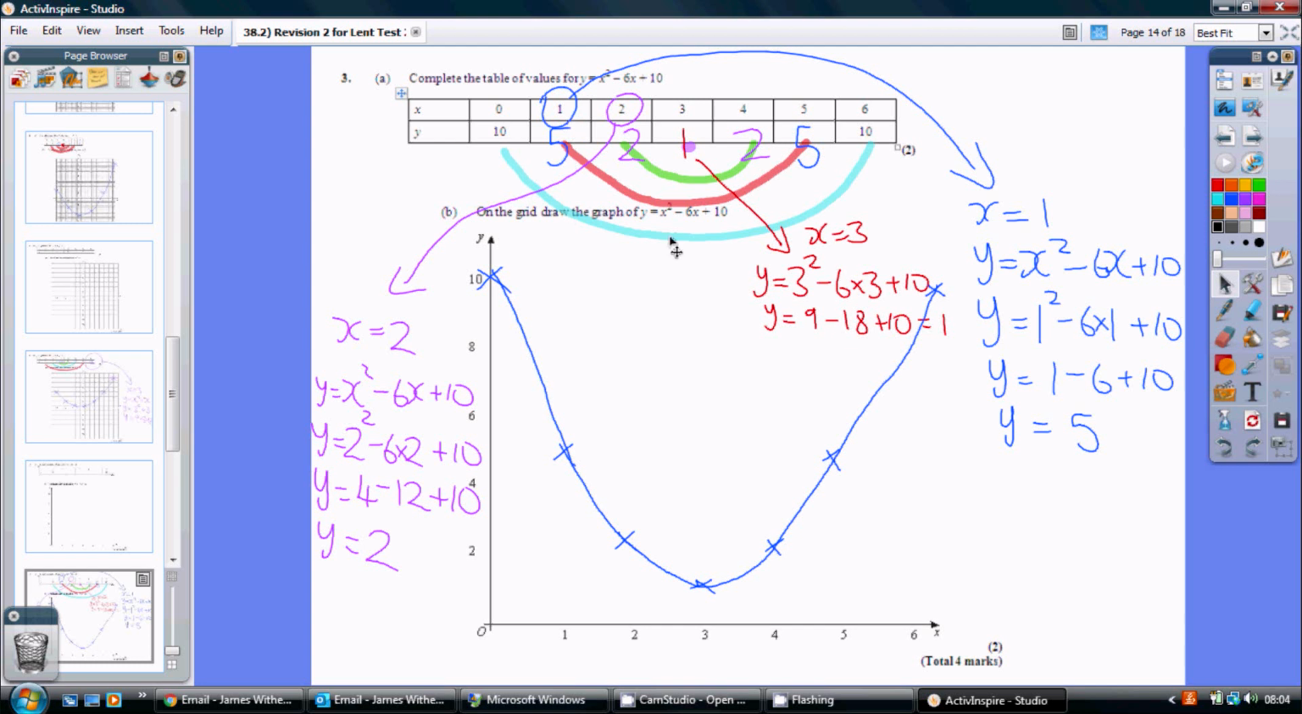Now, because we've got that blue ripple already, we can do this inner red ripple, so that must be 5. Now let's go and work it out for when x is 2. So 2 2s are 4, take away 6 lots of 2, which is 12, add on the 10, we get y being 2. And again, because of the symmetry, we can do this green ripple, that is also a 2. That just leaves us to do this middle value when x is 3. So 3 squared is 9, take away 6 lots of 3, which is 18, add the 10, we get plus 1.